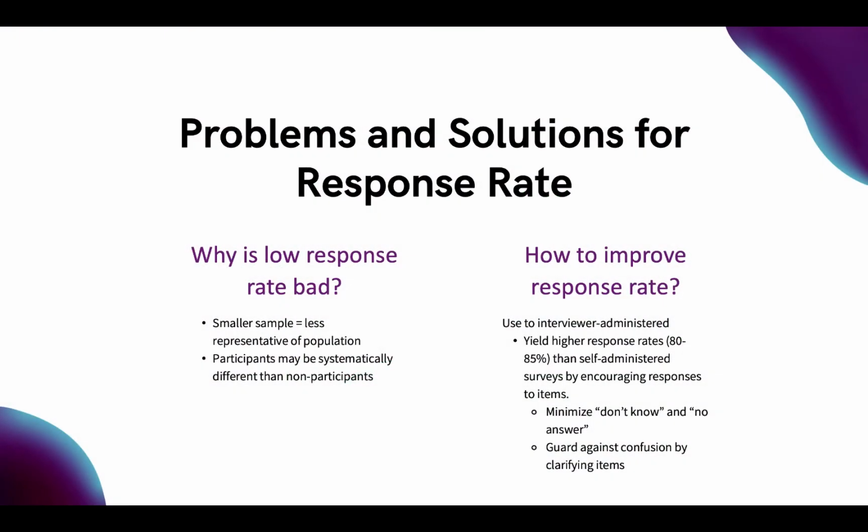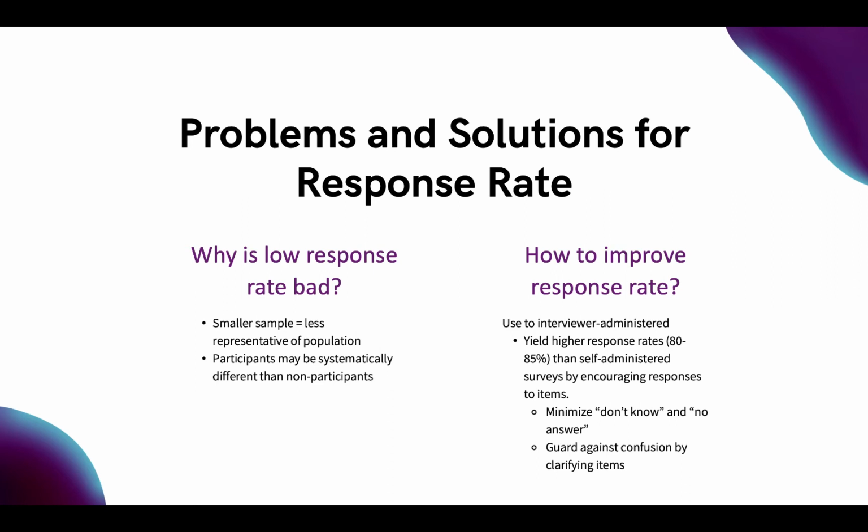So what are some problems and solutions for response rates? Low response rate is bad because a smaller sample usually means that that sample is less representative of the population. Those who do participate might be systematically different than non-participants. So how do we fix this? How do we improve response rate? Some of the suggestions are to, instead of using self-administered surveys, start using interviewer-administered surveys. We know that they typically yield higher response rates.